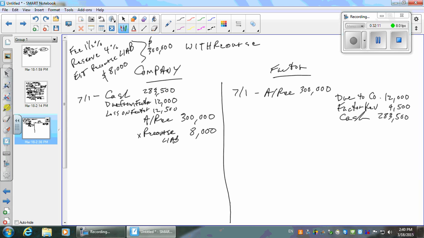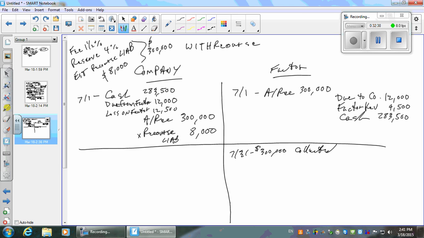Okay? So this time, let's just say that they were keeping the 12,000 because they thought they weren't going to ever see it, maybe. That was their protection. And we recorded a recourse liability of 8. So let's collect all of it. Let's say they collect by July 31st the whole 300,000. What would each company do at July 31st? What do they receive by July 31st? 300 of what? Yeah, the payment of the receivables, so cash, right?